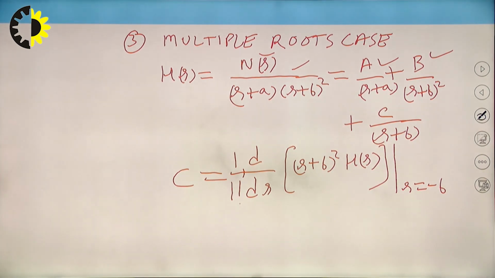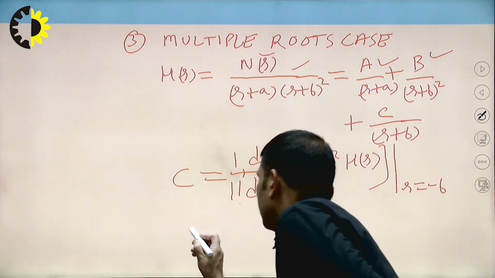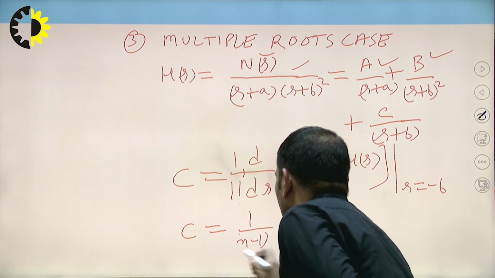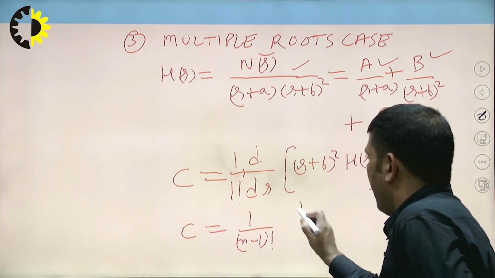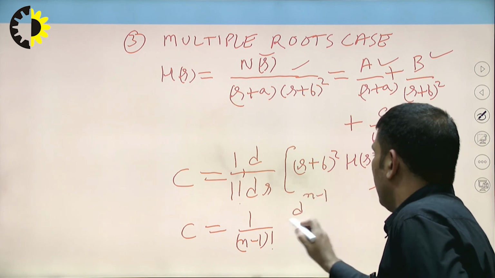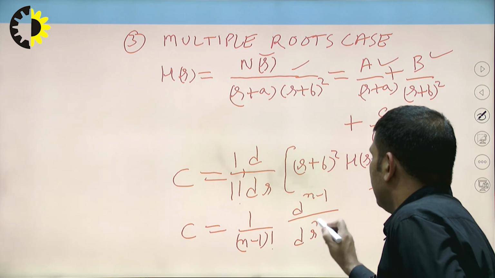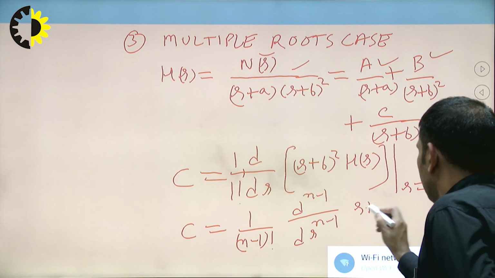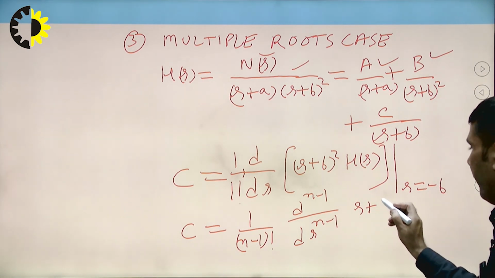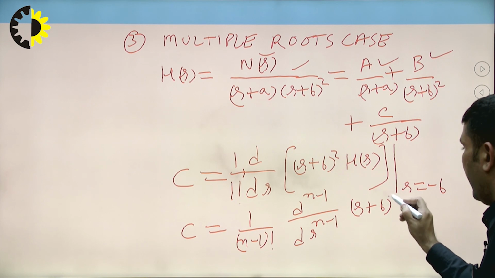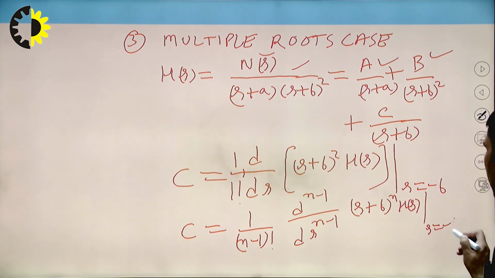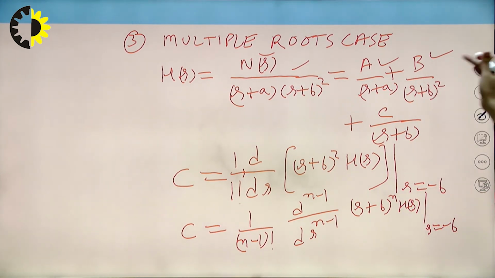Okay. Similarly, if the power is n, then C comes out to be 1 over (n minus 1) factorial, d^(n minus 1) upon ds^(n minus 1) of (s plus b) raised to power n times H(s), and here again s is equal to minus b. So this is the multiple root case.